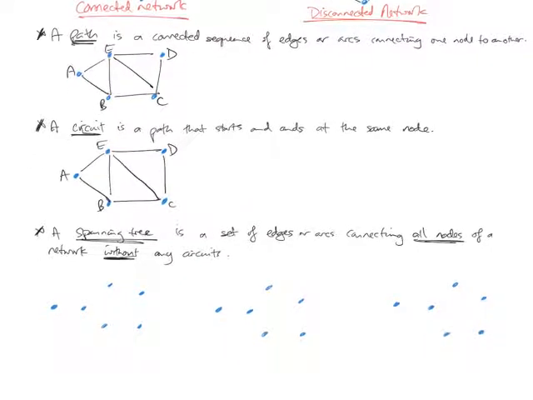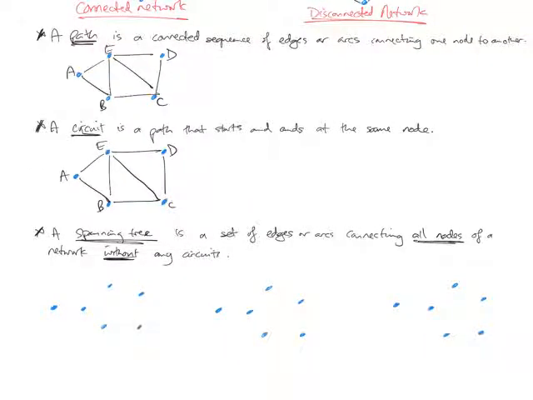Next, a path is a connected sequence of edges or arcs connecting one node to another. So for example, if we started from A and went A to E to B to C to D, and finished there, the path would be A, E, B, C, and D.